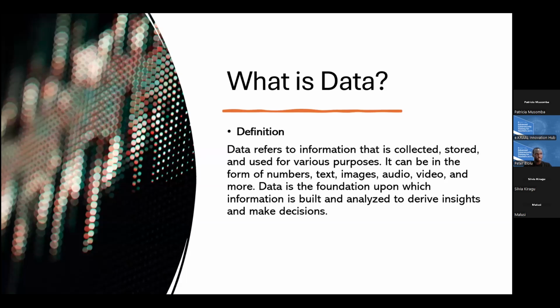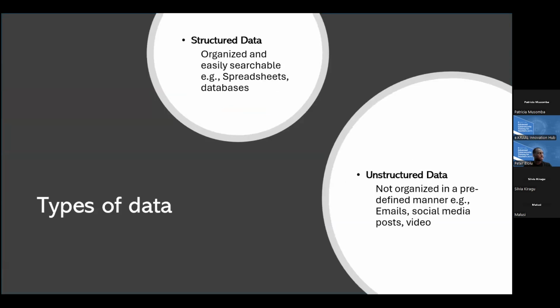Basically, data is information that can be collected, stored, and used for various purposes. In this case, it can be in different types: text, audio, video, and also different types of data structures. So we find that information is defined in different types. For example, when we're looking at data, we look at it as structured, and also we define it as unstructured data.